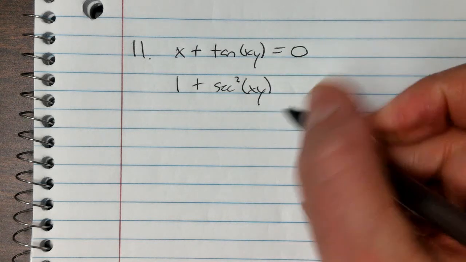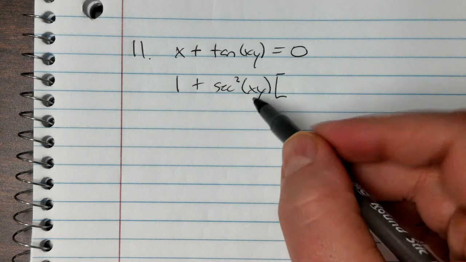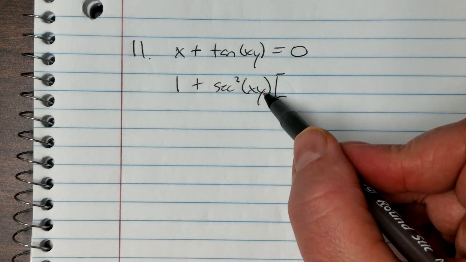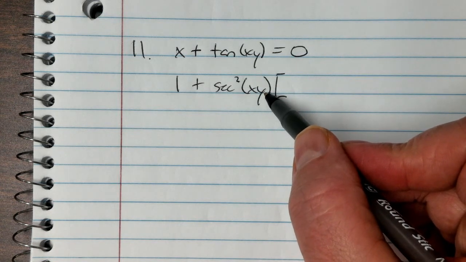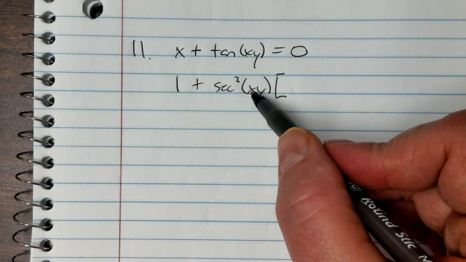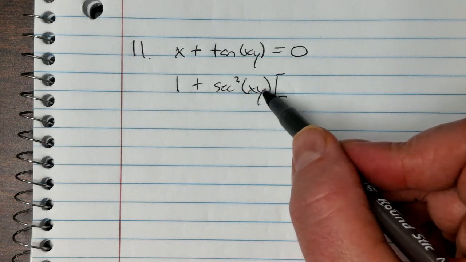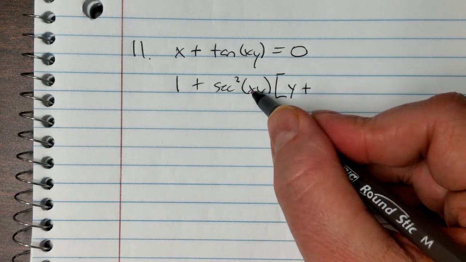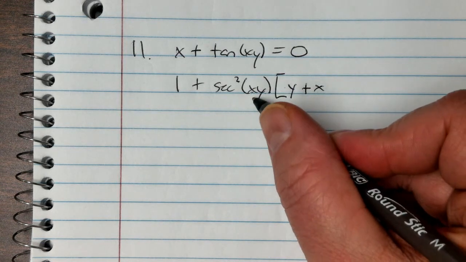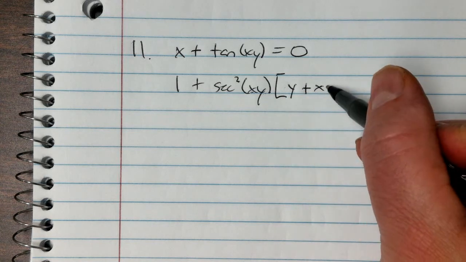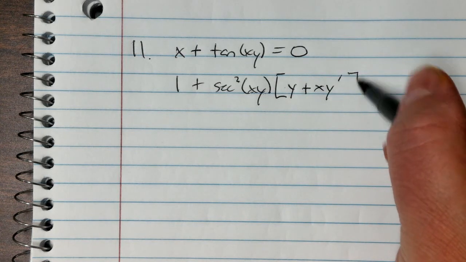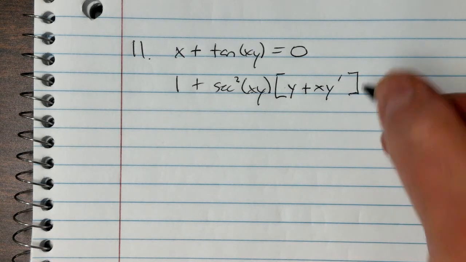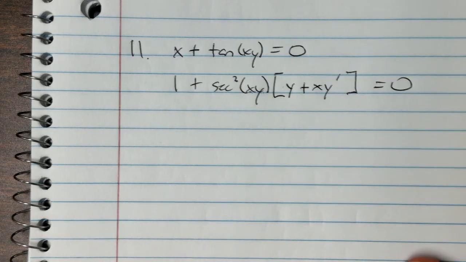Then for the part after that, you have to take the derivative of xy from the product rule. And so the derivative of x would be 1. 1 times y is y. And then keep the x like it was and take the derivative of y, which is y prime. And that's equal to 0.